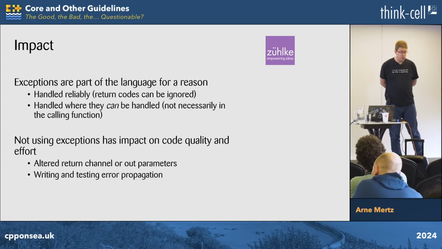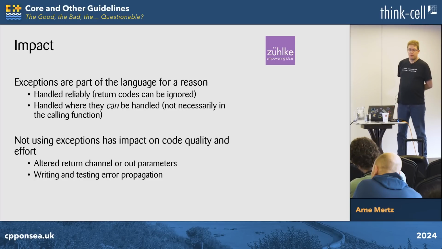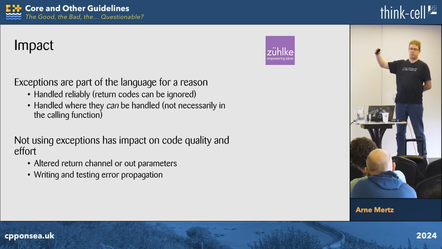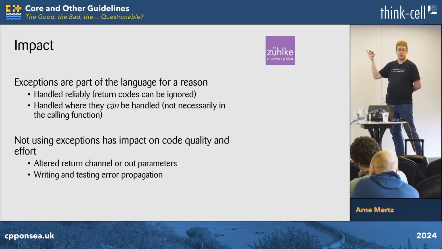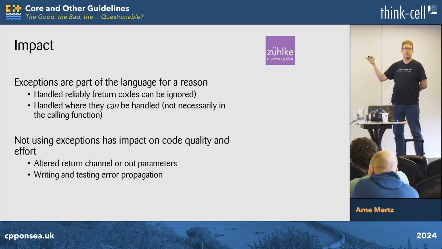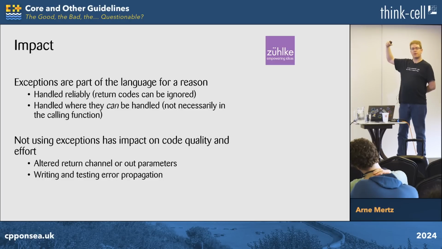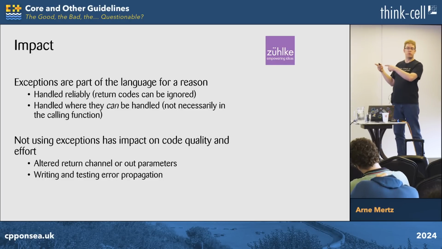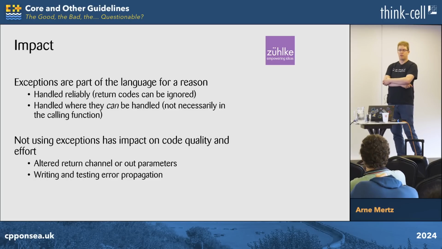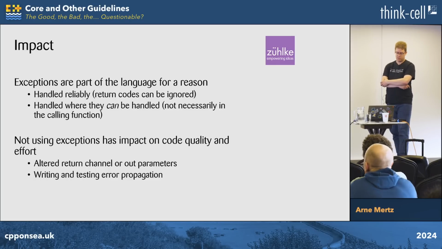It also has impact on code quality, because if I call a function that has a potential error return code, I have to check that error return code and pass it back to my caller if I can't actually handle the error. If I can't handle the error and I use exceptions, then I don't have to do anything. The exception just goes through, stack unwinding happens, and some other function further up the call stack has to handle the exception. So it makes functions that actually do not have to deal with these errors easier to write, easier to test.